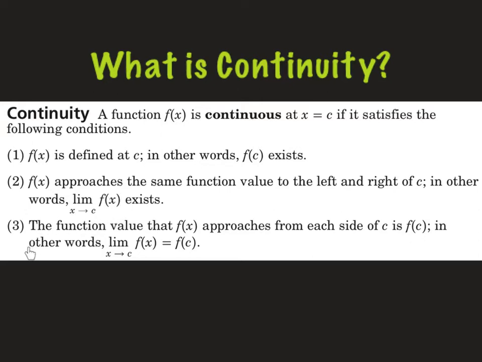Now, to wrap that up, in our third step, whatever value we get from step 2 and whatever value we find in step 1 where our point is actually at, they must be equal to each other. So we need to make sure that f of c exists. We need to make sure that the limit exists, meaning that it's approaching the same value from the left and the right, and that we need to make sure that those two values are equal.